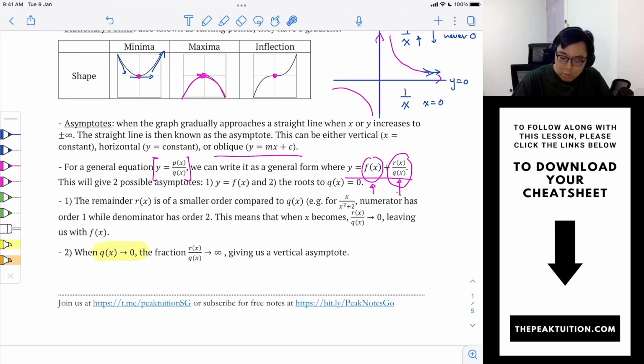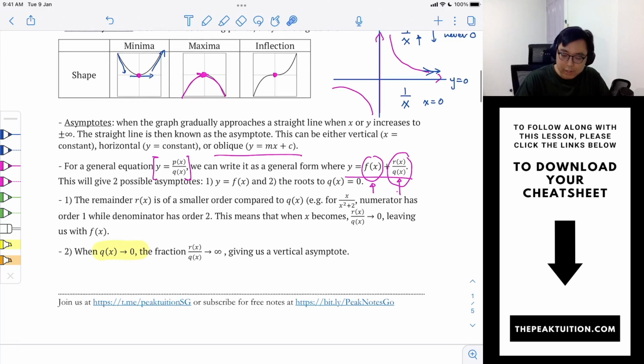Because when x becomes very large, this fraction tends to become very small, because this is a proper algebraic fraction. After you do the long division, this r(x) over q(x) becomes a proper algebraic fraction. What this means is that the order, that means the highest power of r(x), becomes smaller than the highest power of q(x). And this means that as x increases, this fraction tends to become smaller.